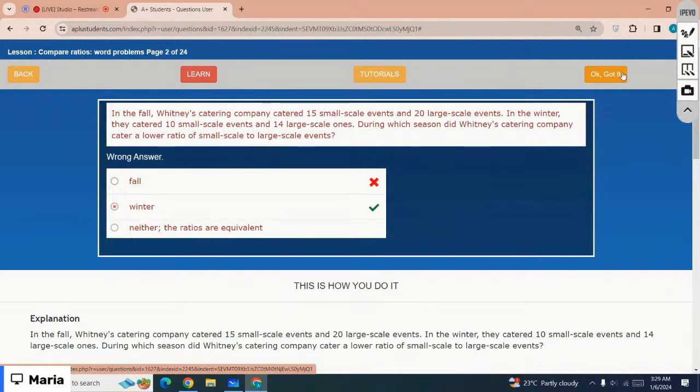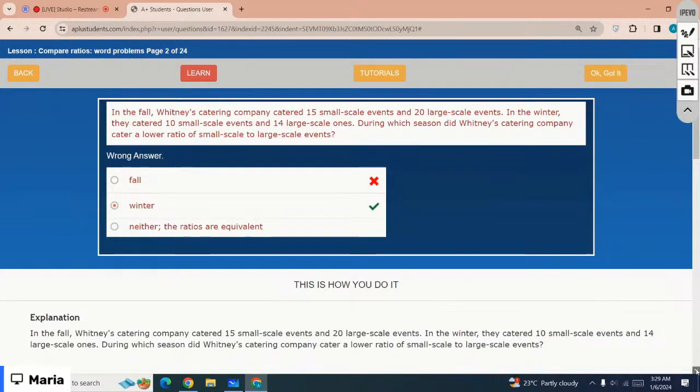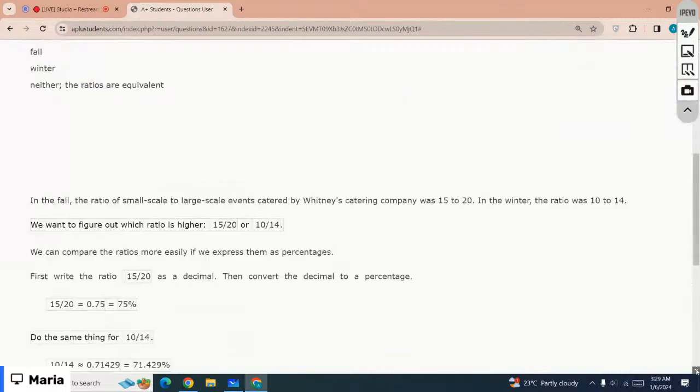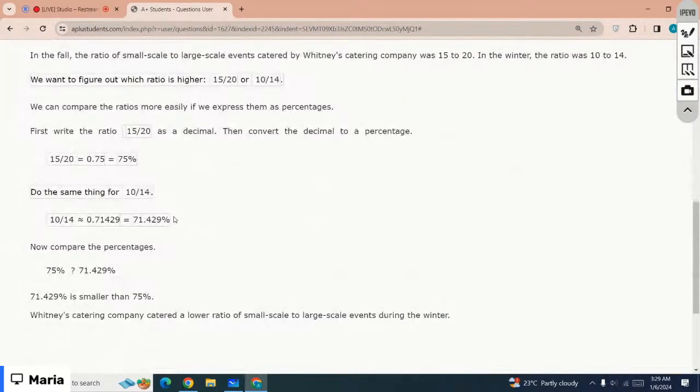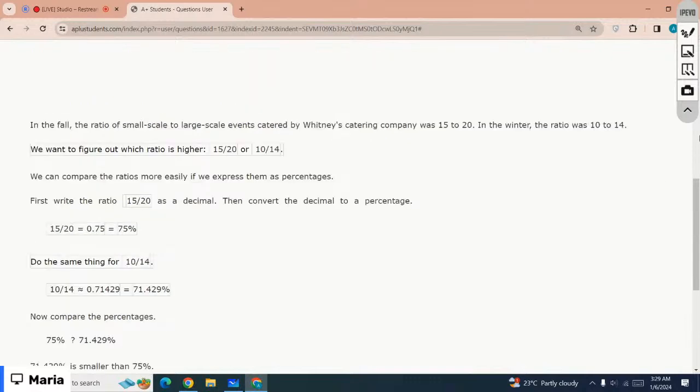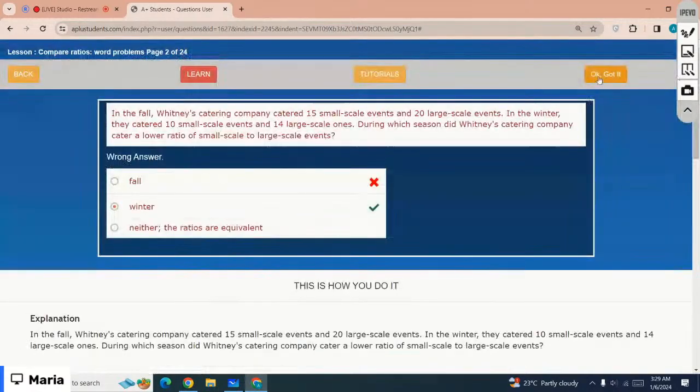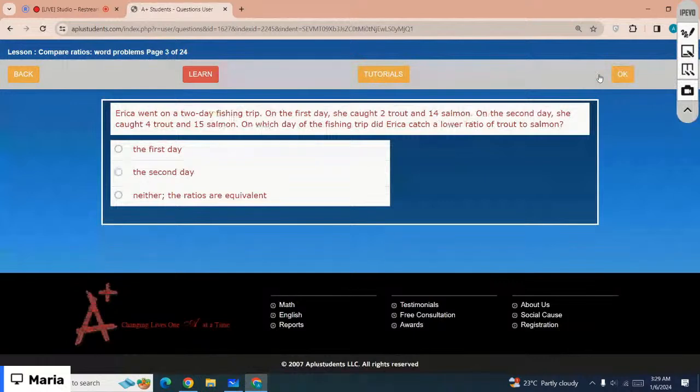Who has the lower ratio? Oh, that is 71.429%. So, yes, the second one is the correct one. Sorry, something was wrong with my calculation. So, the second one is the correct option. Got it?